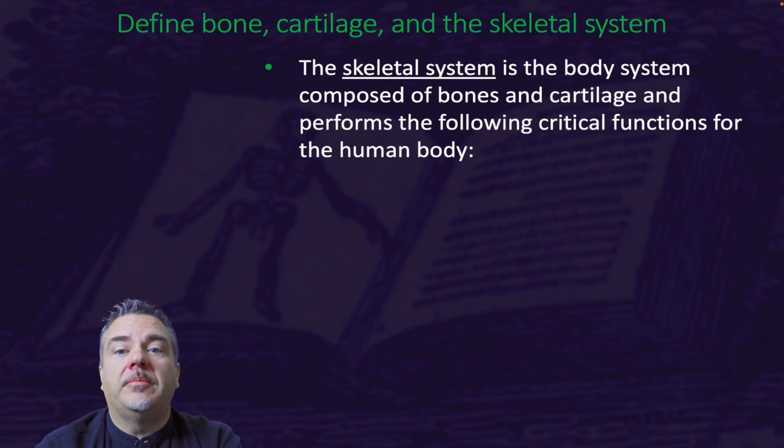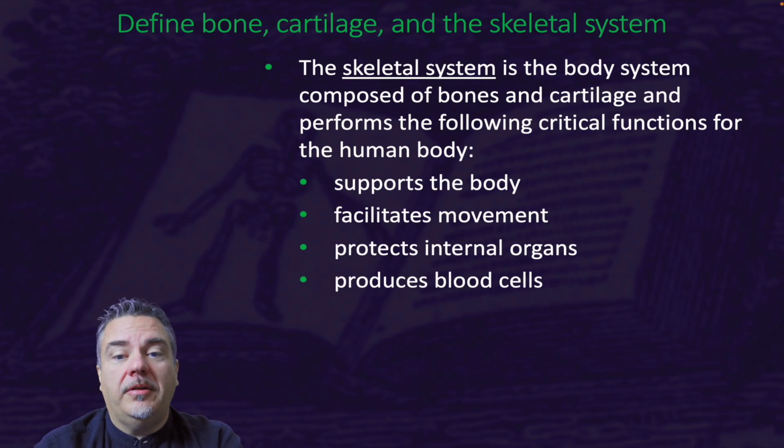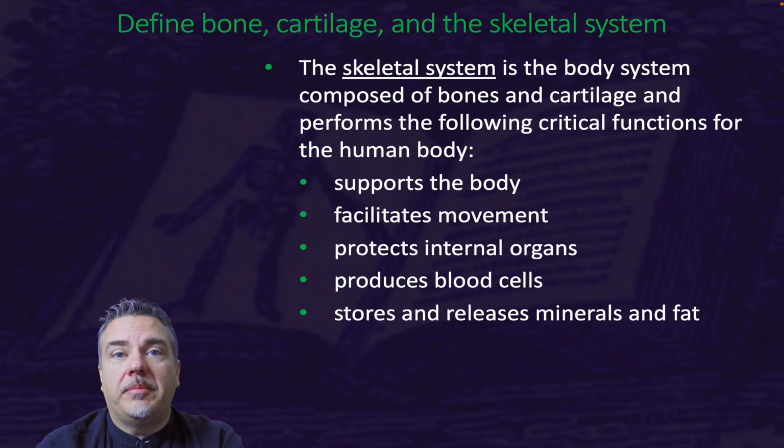The skeletal system is the body system composed of bones and cartilage and performs the following critical functions for the human body. It supports the body, it facilitates movement, it protects internal organs, it produces blood cells, and it stores and releases minerals and fat.